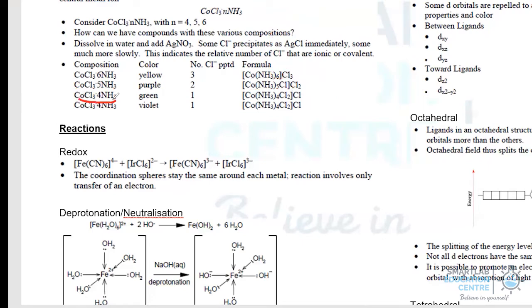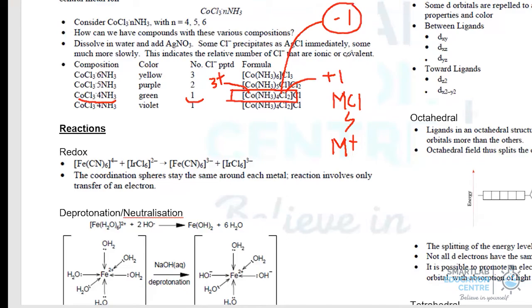In the next example, when you add excess silver nitrate, we will only get 1 mole of Cl-. Hence, because of this, the charge of your complex ion is M+. So the charge of this complex ion is +1. And given that chlorine has a charge of -1, we can conclude that the oxidation state of cobalt is 3+, since 3+ plus 2 times -1 gives you a charge of +1.